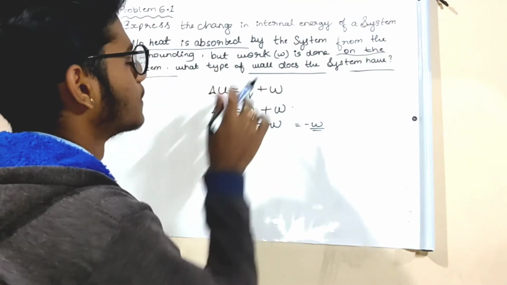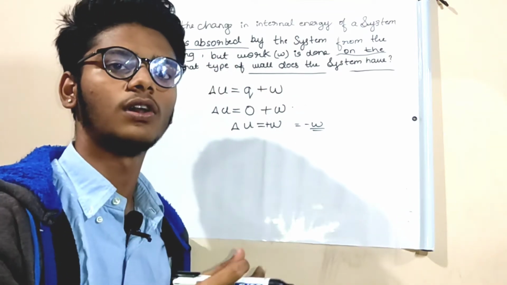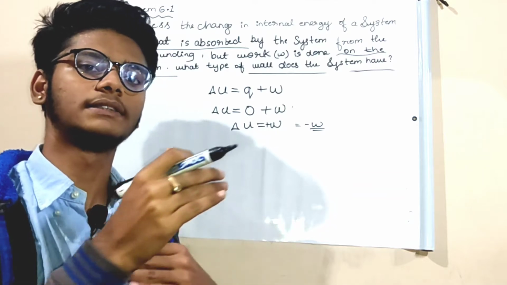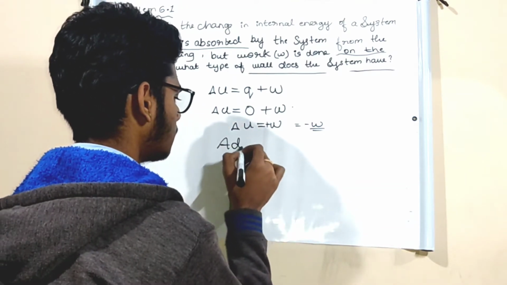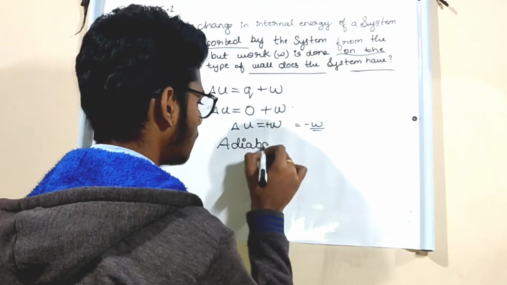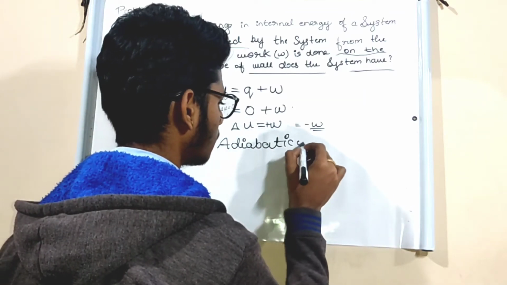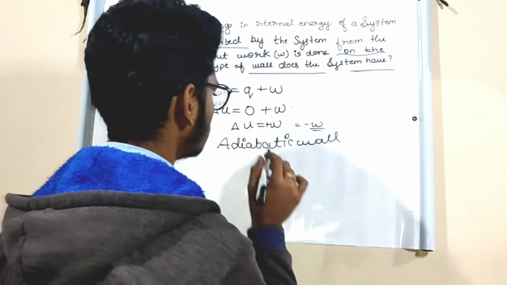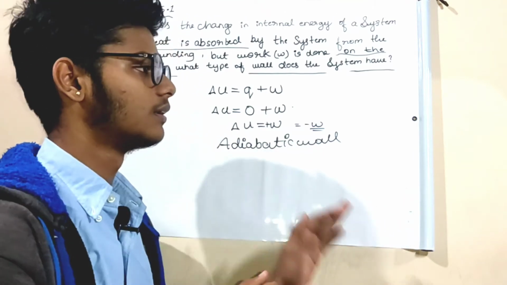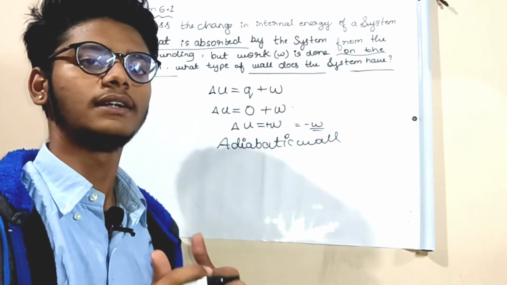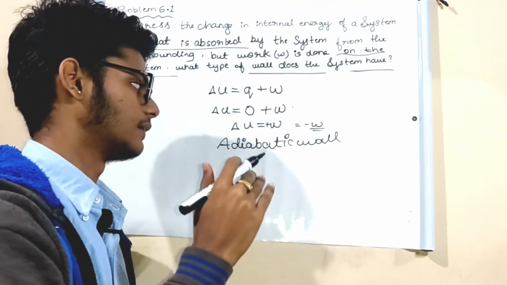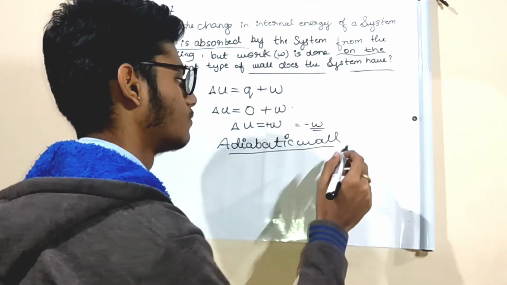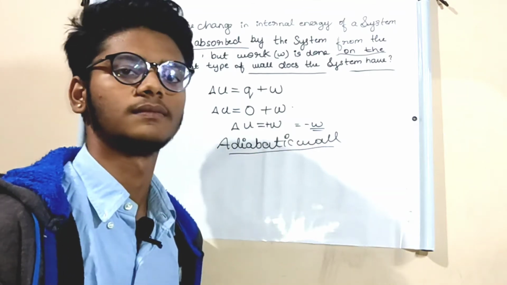No heat is absorbed means a wall through which there is no exchange of heat, that is an adiabatic wall. In an adiabatic wall there is no exchange of heat between the system and the surrounding. This is the answer.